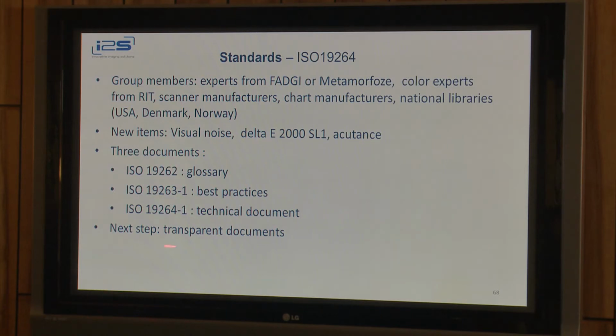And the next step will be transparent document. And the number is this one. This is a document. If you want to, you have to buy it. So the document containing all the information is this one. This is just a glossary, and this is a text describing the best practice, but this one is really the standard.